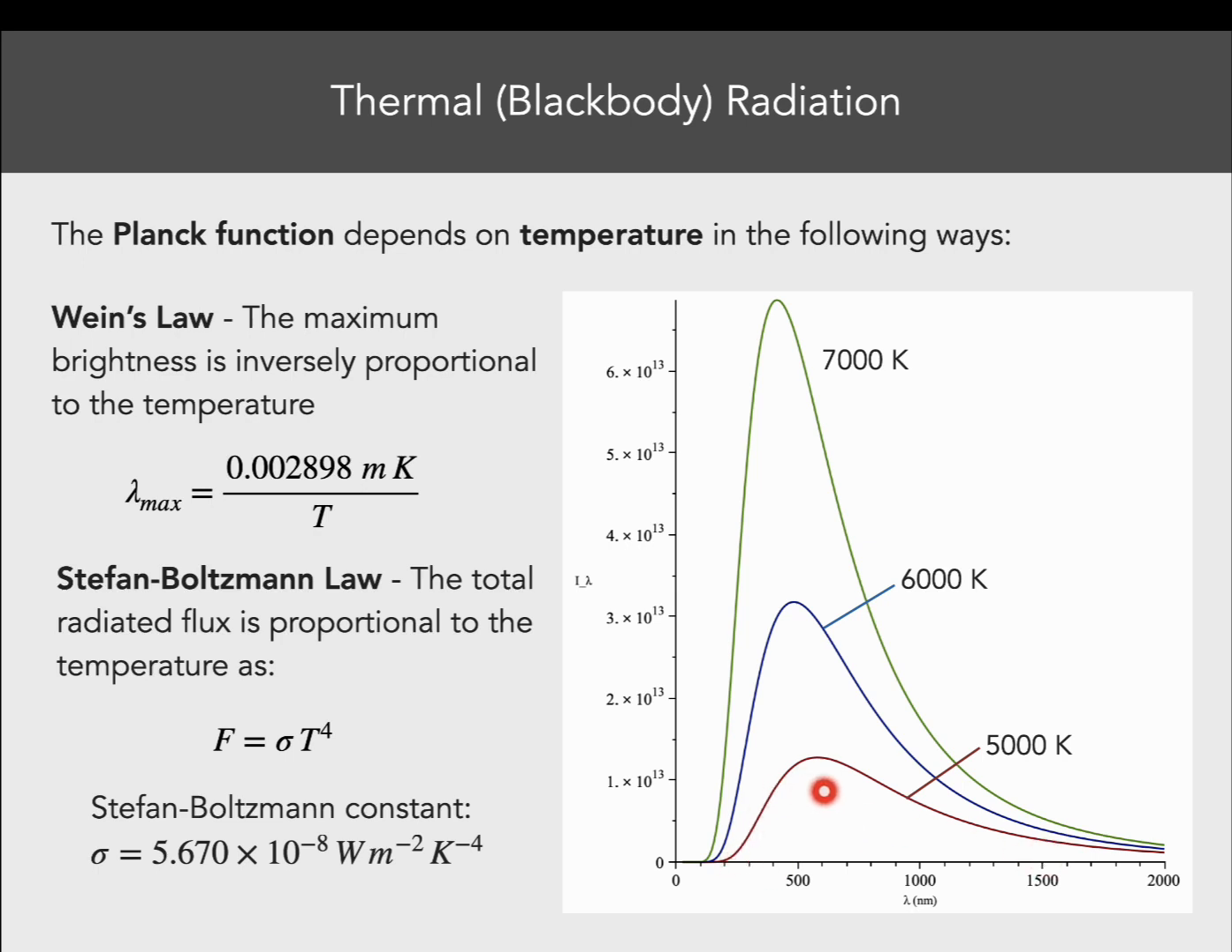So if you integrated the total radiation across all wavelengths for a 5,000 Kelvin object and compared that to the total radiated by a 7,000 Kelvin object, you can see that the area under the 7,000 Kelvin object is much greater than the cooler object. So as you increase the temperature just slightly, you get a lot more energy out at all wavelengths.